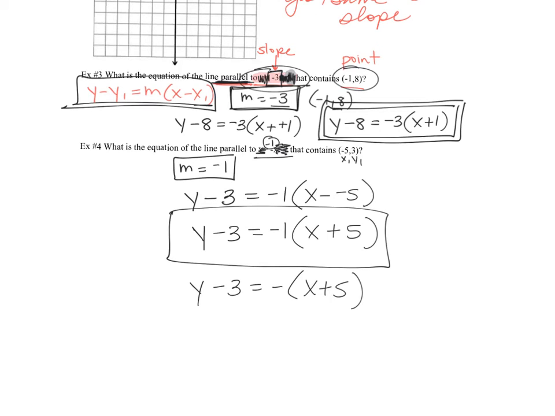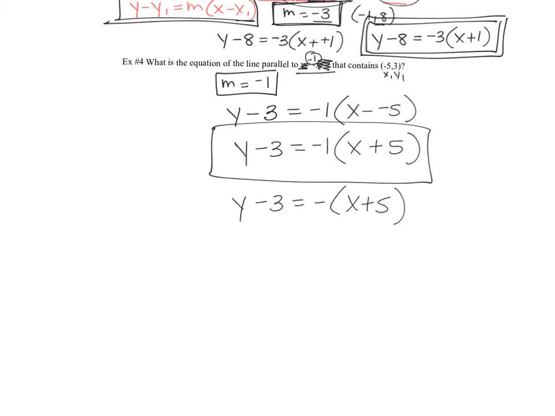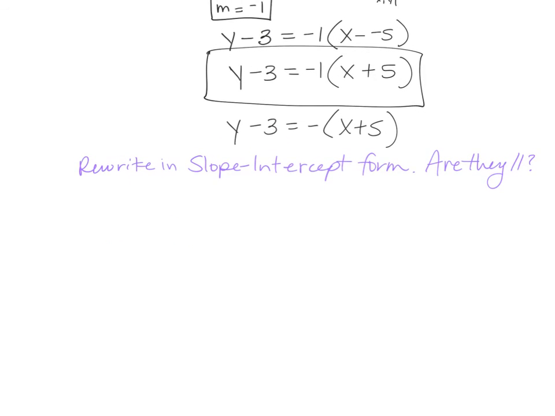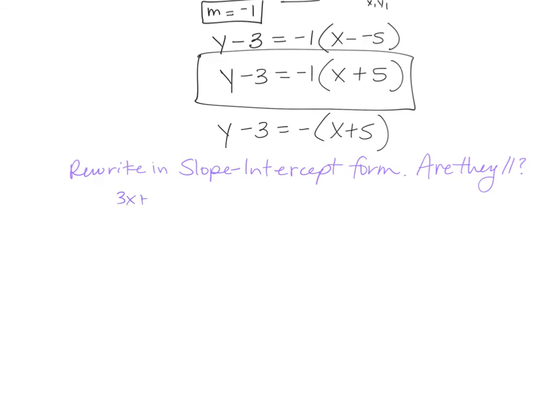And then I just want to do one more problem here with you before you move on to 3.8b, and that is this. I want you to rewrite in slope-intercept form and ask yourself the question, are they parallel? Okay, so let me give you two equations here. Let's say we have 3x plus 4y equals 12, and then we have 6x plus 2y equals 6.